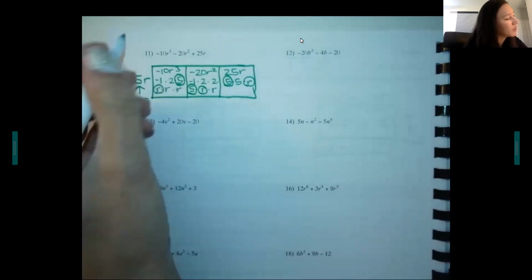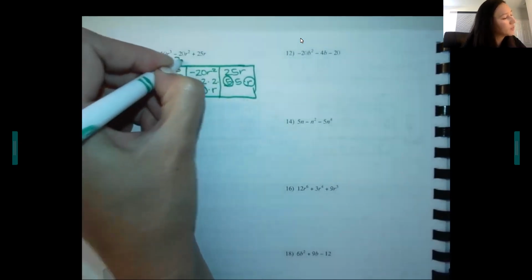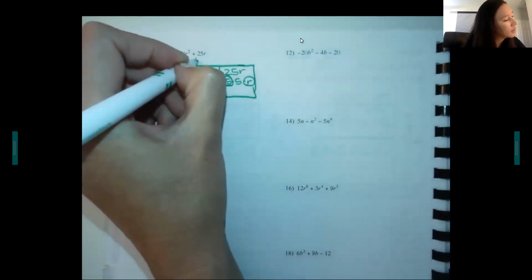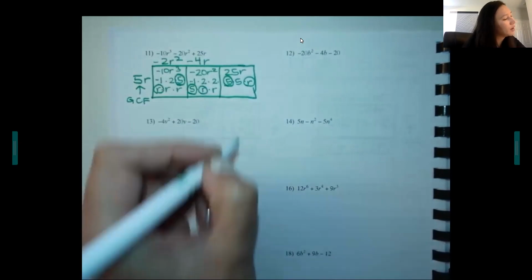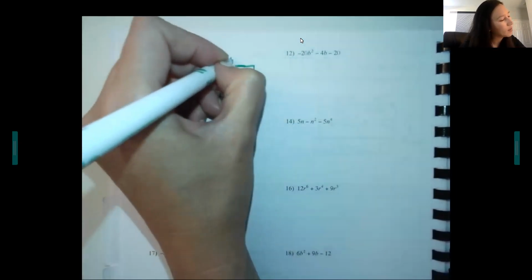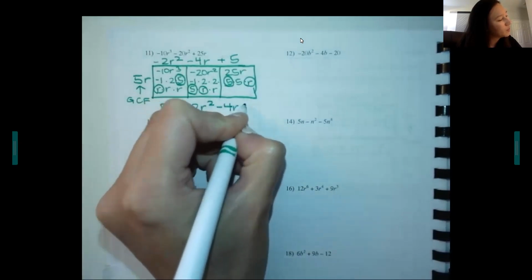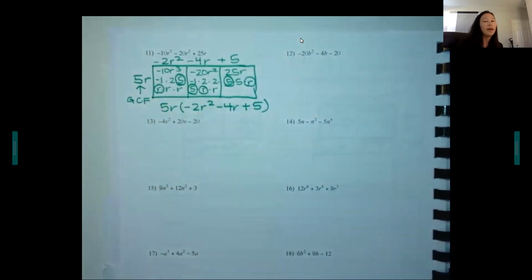And then we multiply what's left. -1 times 2 times r, so -2r squared. -1 times 2 times 2 times r is -4r. And then we just have a +5 left. So the factored form is 5r times -2r squared minus 4r plus 5.